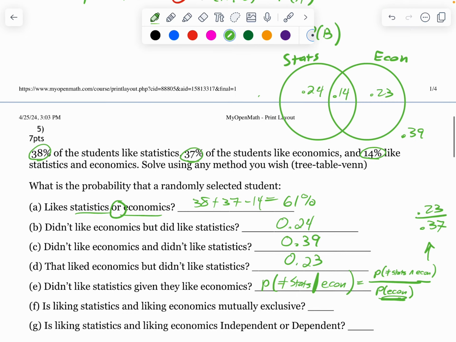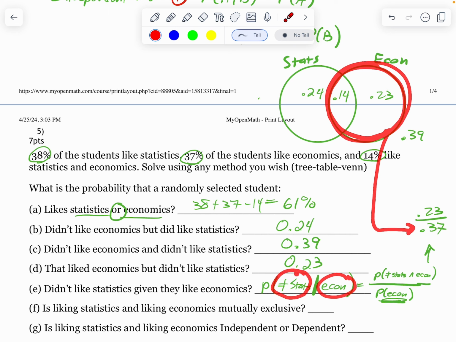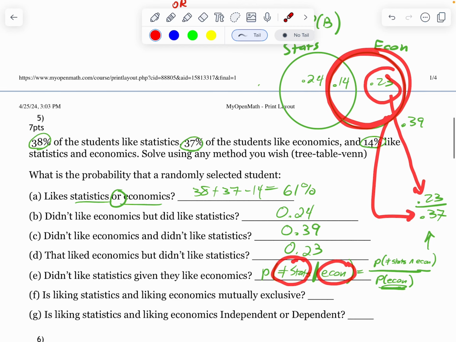One other way to think about a condition, which is a more general way to go at it, the condition limits you to pick from that group. I must pick from here, from the econ circle, which is 37%. And then within that circle, how many people do not like stats? Well, that would be the 23%. That's who you are left to pick from.